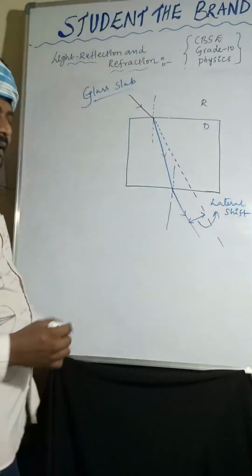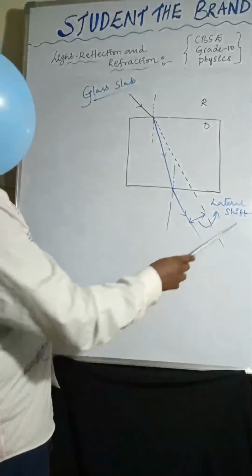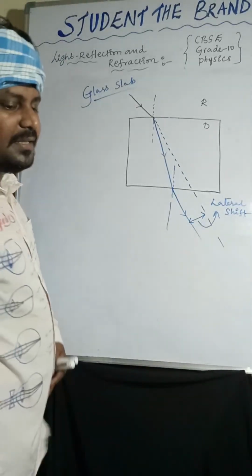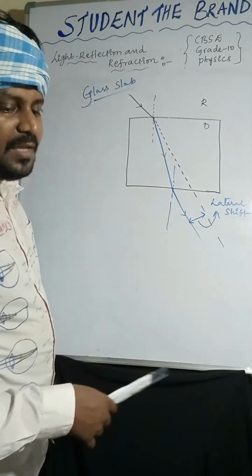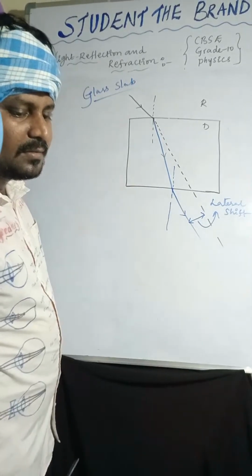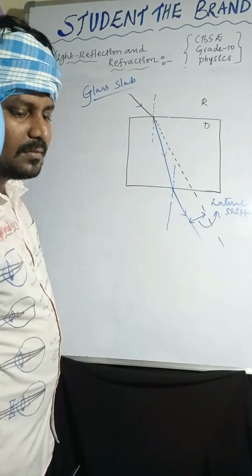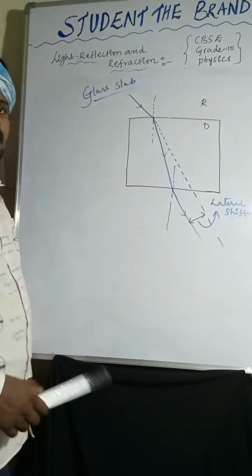Lateral inversion is nothing but the phenomenon in which the right side of the object appears to be the left side of the image, and the left side of the object appears to be the right side of the image. Okay, lateral shift. Understood.